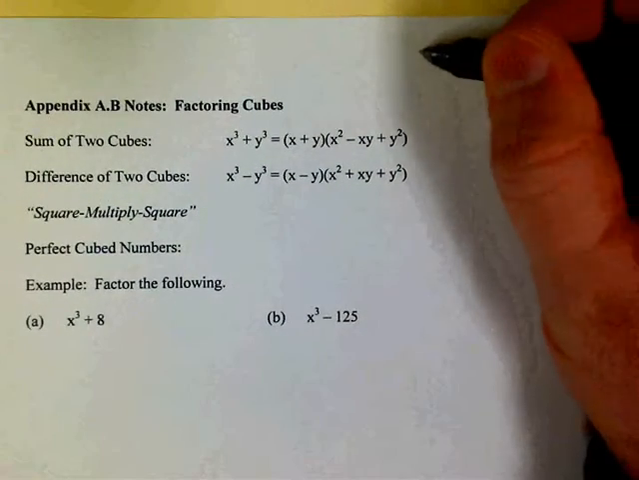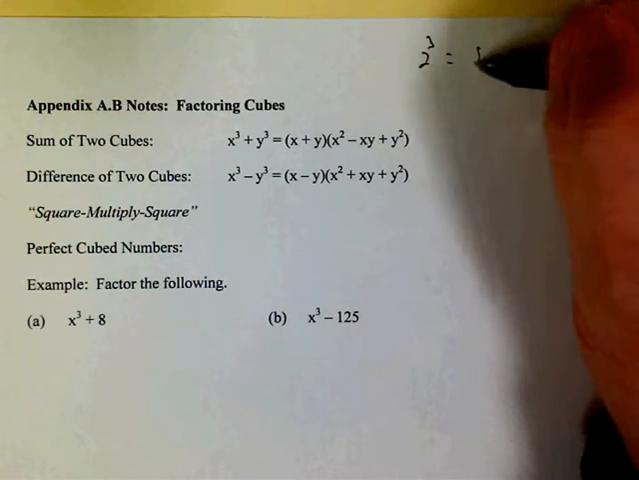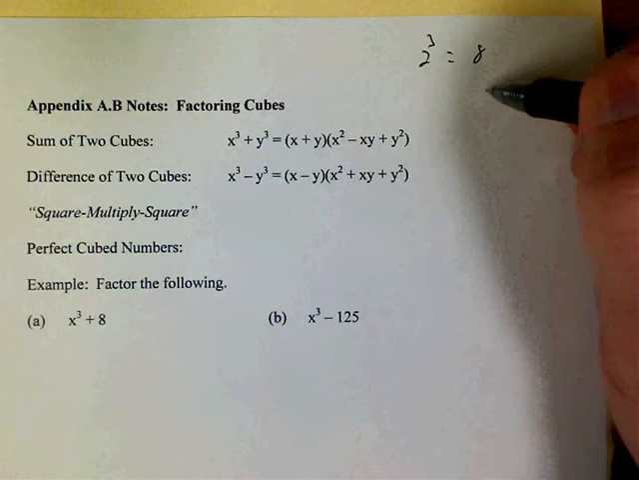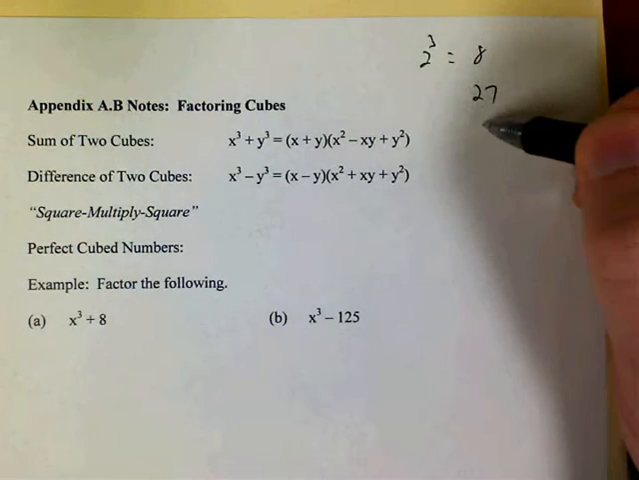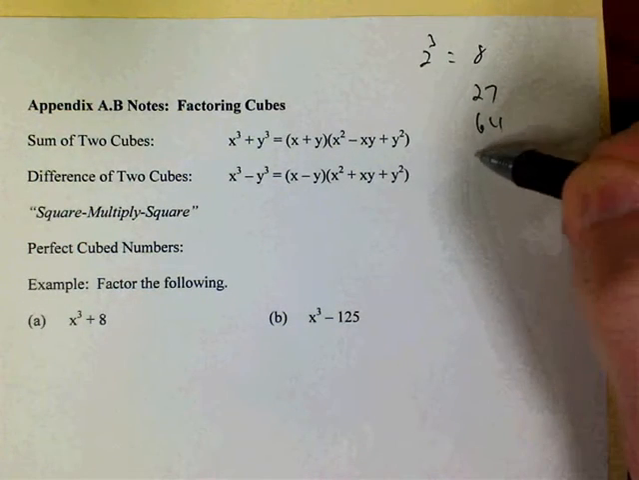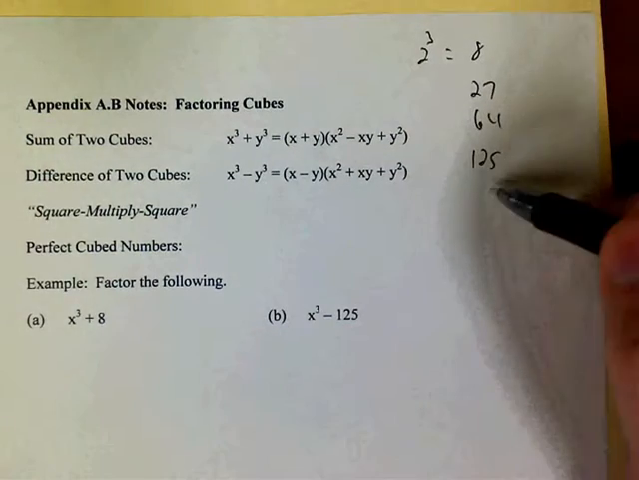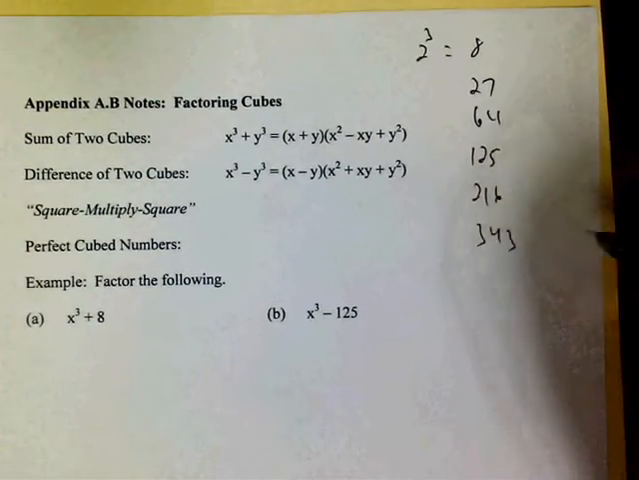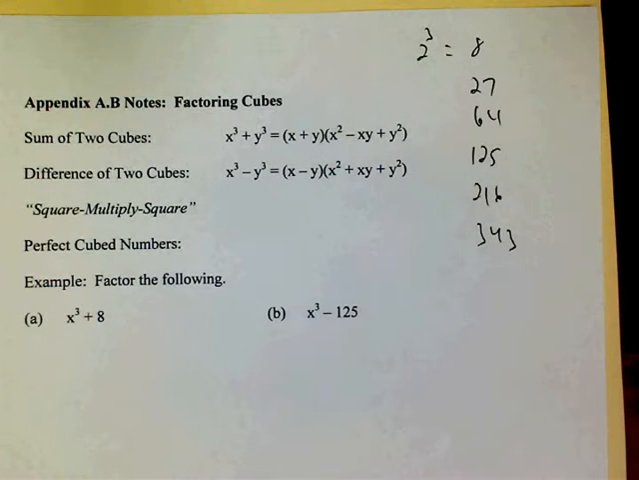If you were to take 2 cubed, you would get 8. So 8 is the cube of 2. 3 cubed would be 27. 4 cubed is 64. 5 cubed is 125. 6 cubed is 216. 7 cubed is 343. And so on, so on, so on. These are the kind of numbers that you want to look at or try to find.